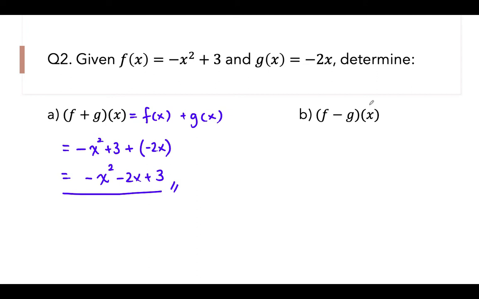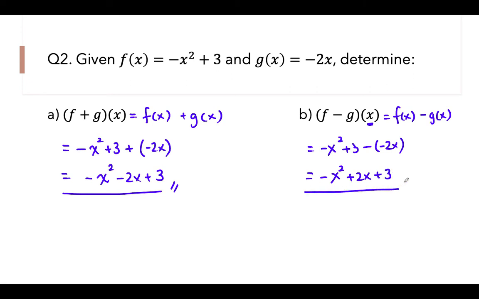Okay, so this time it's subtraction with the same input of x. So I'm going to separate f of x minus g of x. f of x again is -x squared plus 3, minus -2x. Again, there are no like terms, but let's put it in order: -x squared, +2x, and +3. And that will be my function.